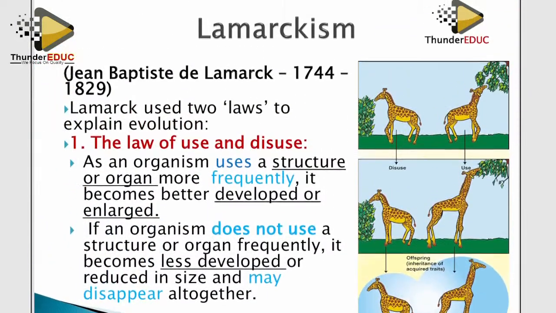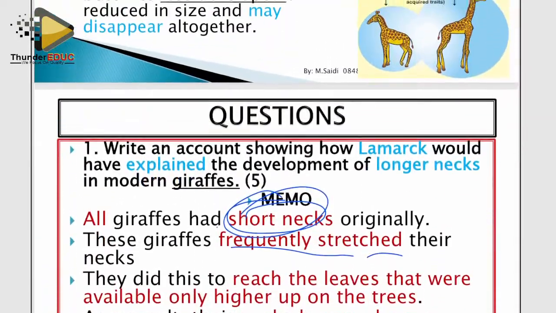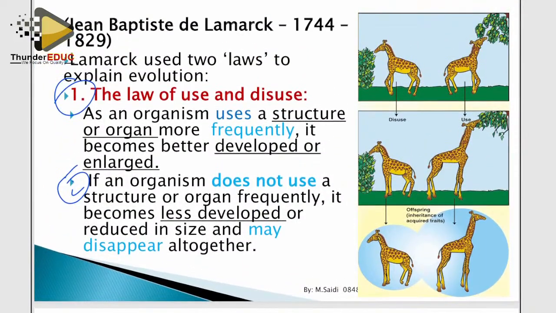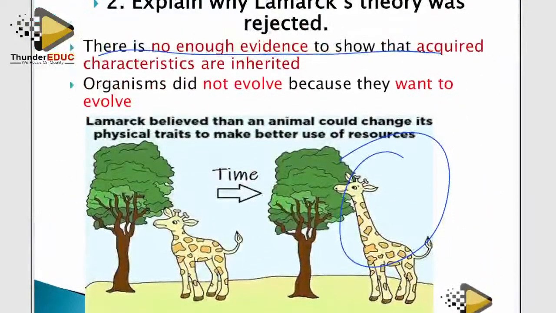So when you're explaining it, make sure that you use the law of use and the law of inheritance of acquired characteristics. Sometimes it is the law of use or sometimes the law of disuse. If you want to remove a structure, then it's the law of disuse: those organisms did not use that structure frequently. If you want to develop the structure, then you tell us that those organisms used the structure frequently. Please know how to apply this.